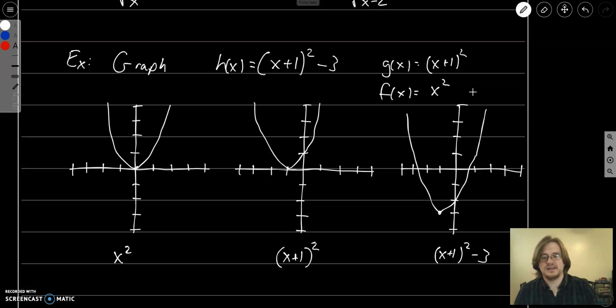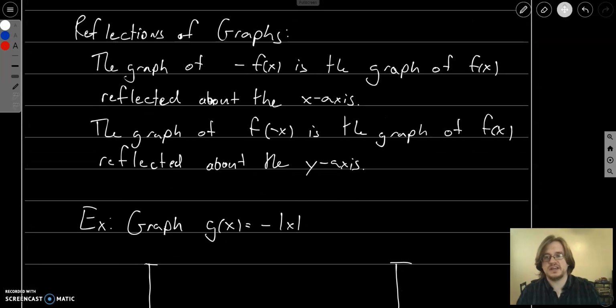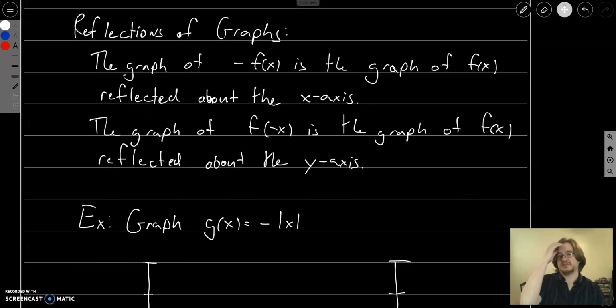So again, first we added 1 directly to the x, which shifted our function to the left by 1. And then we subtracted 3 overall, which is just going to decrease the height by 3, moving the entire thing down. So we can combine shifts, horizontal shifts, and vertical shifts. The last thing that we'll do in this video is we'll look at reflections of graphs.